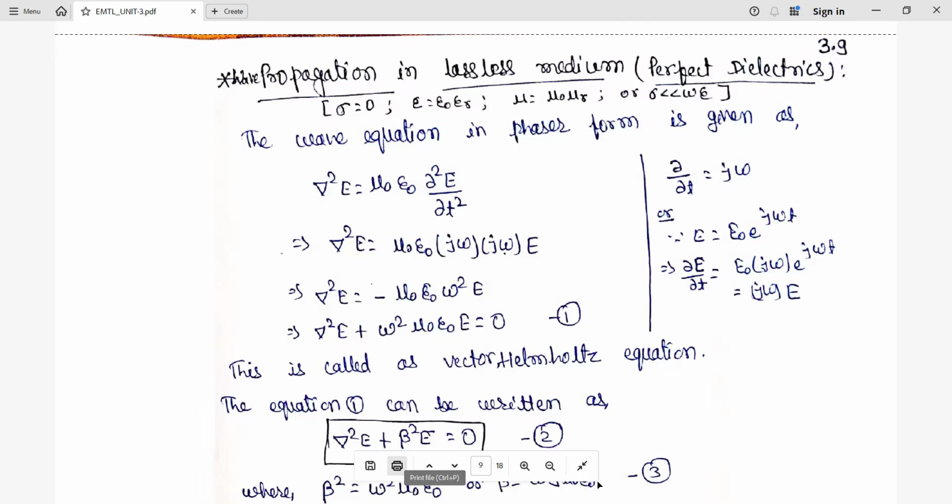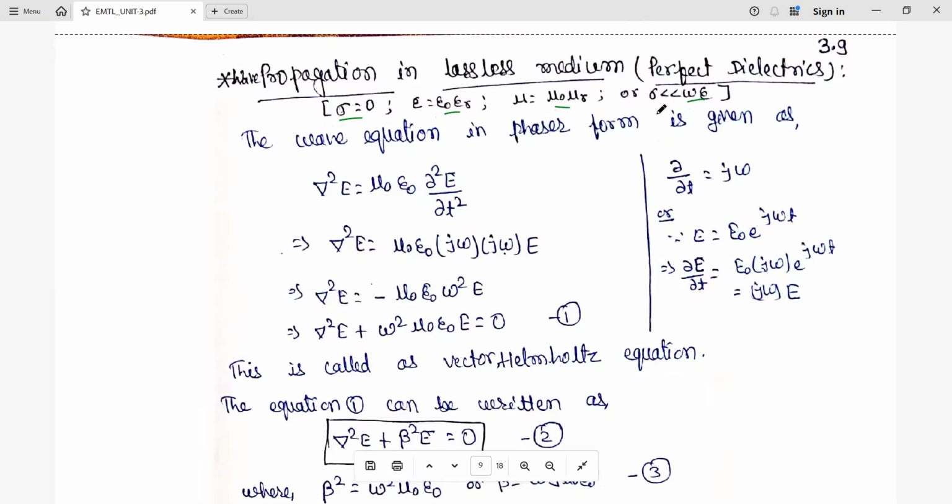And what is the meaning of the perfect dielectric? Here we can call this the lossless medium also. So finally, what is the condition here? Sigma, that is the conductivity, is 0, epsilon is epsilon naught into epsilon r, mu is mu naught into mu r, and conductivity is already 0; it is much smaller than omega epsilon.